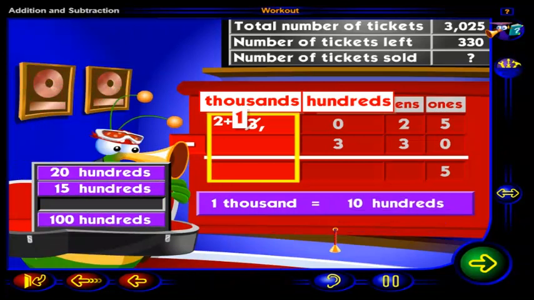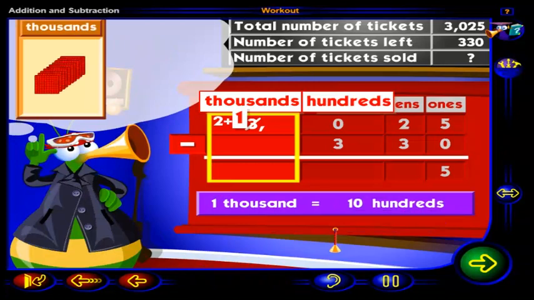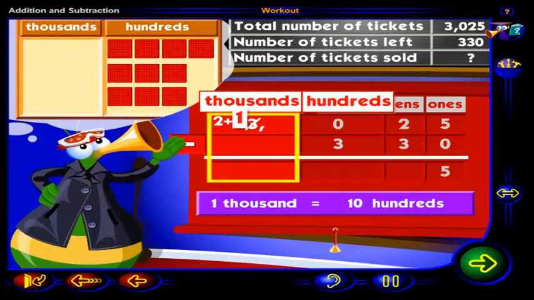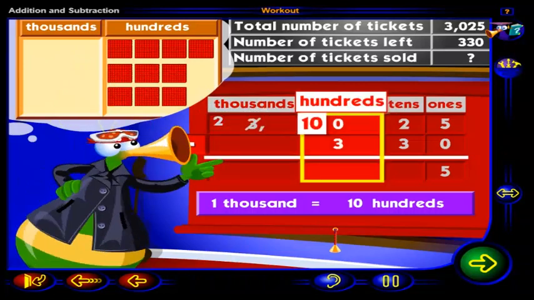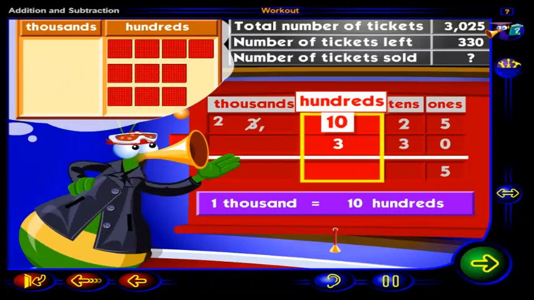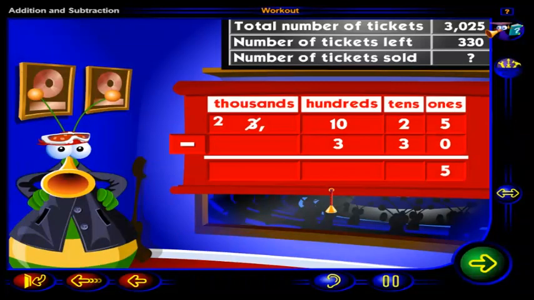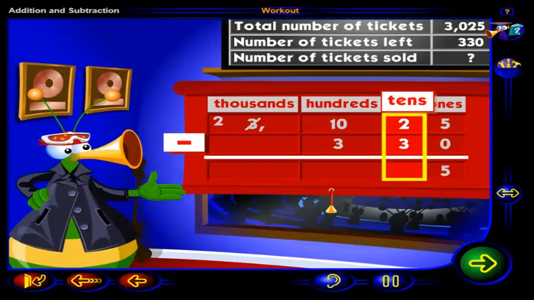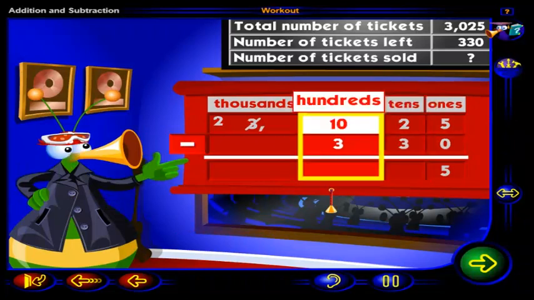That's right. There are 10 hundreds in 1,000. So you can regroup 1,000 as 10 hundreds. In the same way, you can regroup this 1,000 as 10 hundreds, and add 10 hundreds to 0 hundreds to get 10 hundreds here. Now, to subtract in the tens place, you need to regroup one of these hundreds. 10 hundreds can be rewritten as 9 hundreds plus 100.